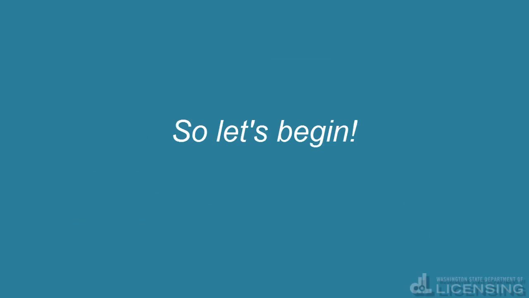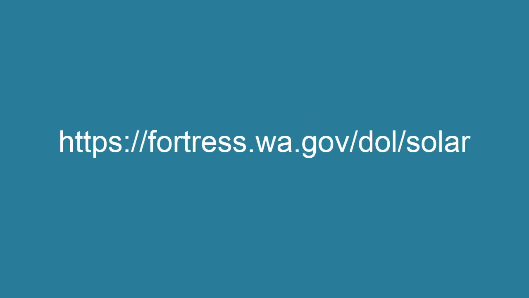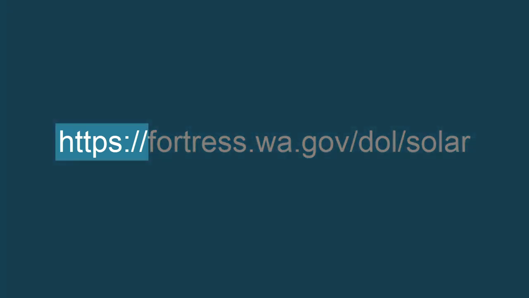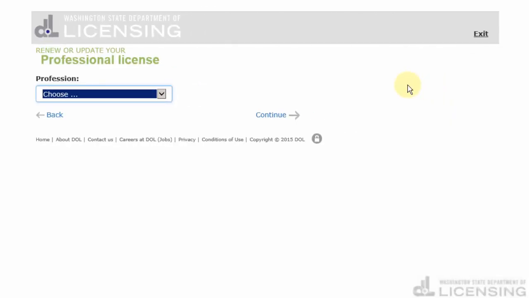So let's begin. Go to https://fortress.wa.gov/dol/solar, and it's important here that you do enter the https://. Step 1. Log into your account.